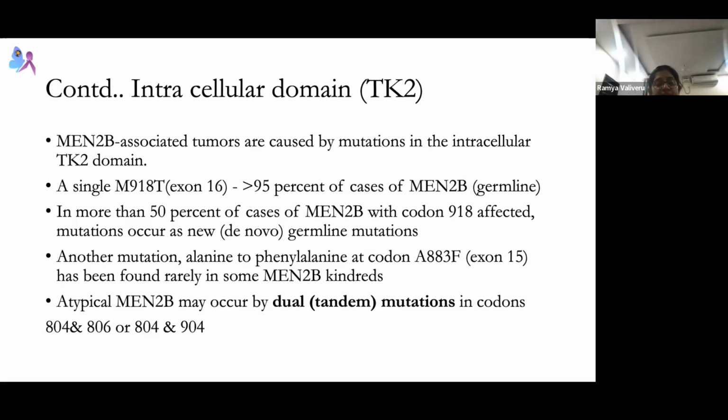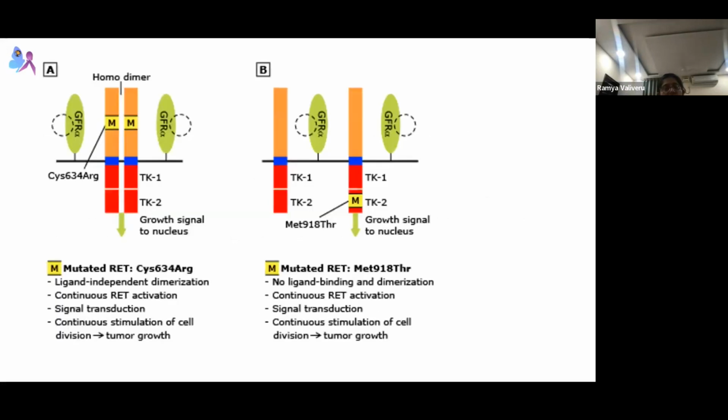But another mutation, A883F in exon 15, it's a rare one, has also been found in MEN2B kindreds. And there is something called atypical MEN2B, because of dual tandem mutations. That means two RET mutations can happen in tandem, and that can result in a more aggressive form that can have features of MEN2B, but in an atypical way. This is so rare actually. So this can also happen.